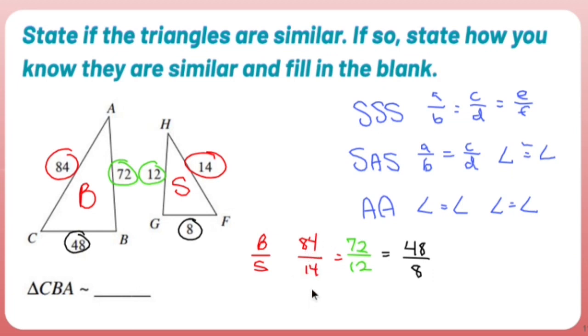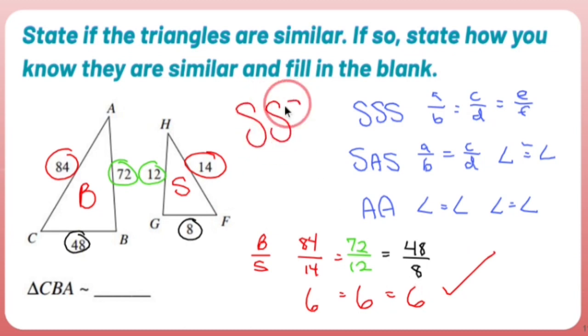84 divided by 14 is 6. 72 divided by 12 is 6. 48 divided by 8 is 6. Since all of these fractions are equal, these are similar. And they're similar using SSS.